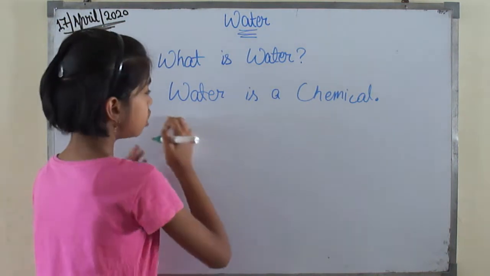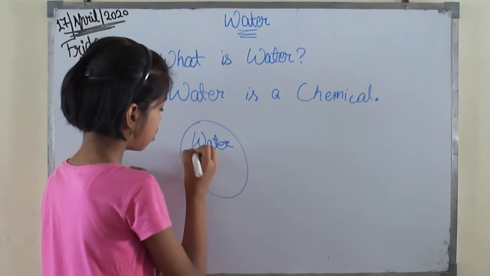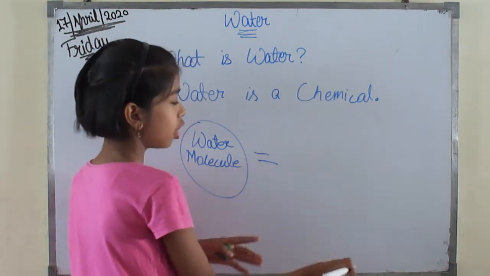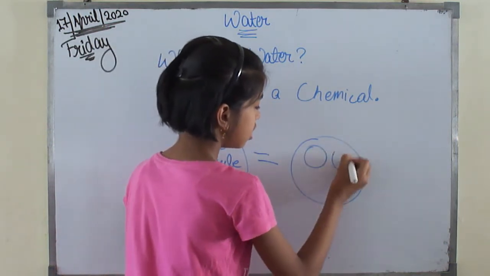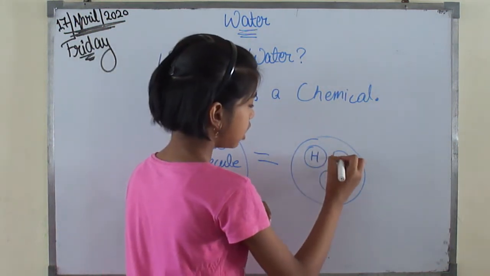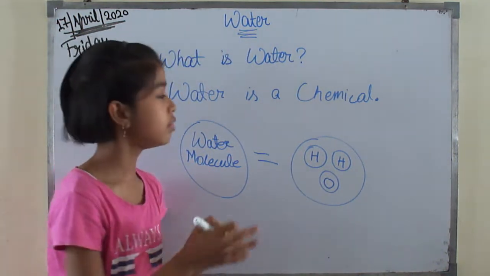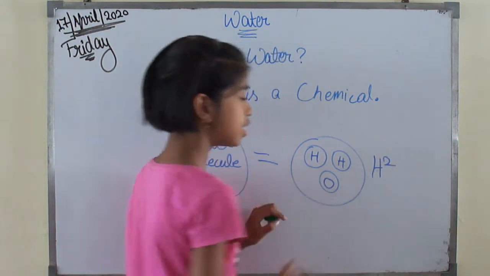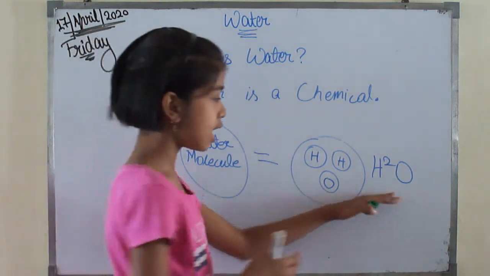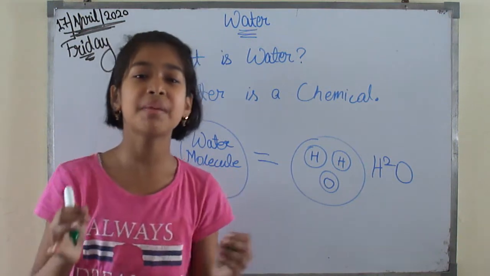Let's write on this. So the water, take that this is the water molecule. And this water molecule is made up of 3 atoms. Which are the atoms? The 2 atoms of water are of hydrogen and one of them is of oxygen. That means there are 2 hydrogen atoms and 1 oxygen atom. See what I have written? It is H2O. The chemical term of water.